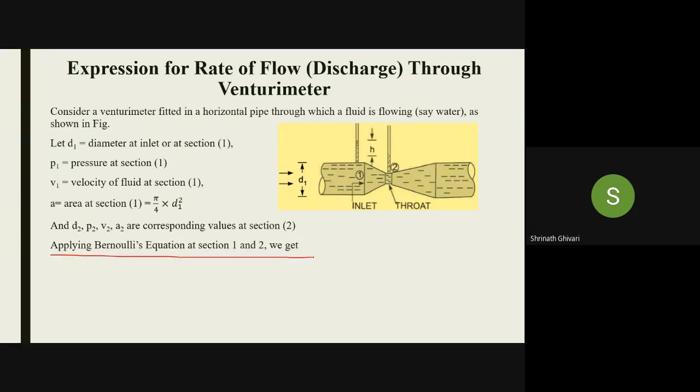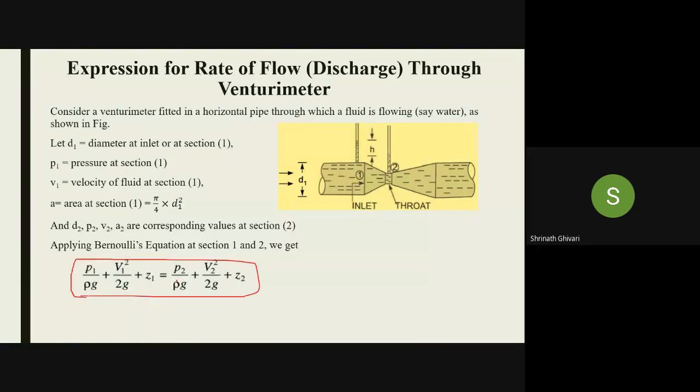So applying Bernoulli's equation at section 1 and 2, what will be the Bernoulli's equation? Can anyone tell me? What is Bernoulli's equation for this? Bernoulli's equation at section 1 and 2: P1 by rho g plus V1 square by 2g plus Z1 equal to P2 by rho g plus V2 square by 2g plus Z2. This is the Bernoulli's equation. This is the equation which we are getting.